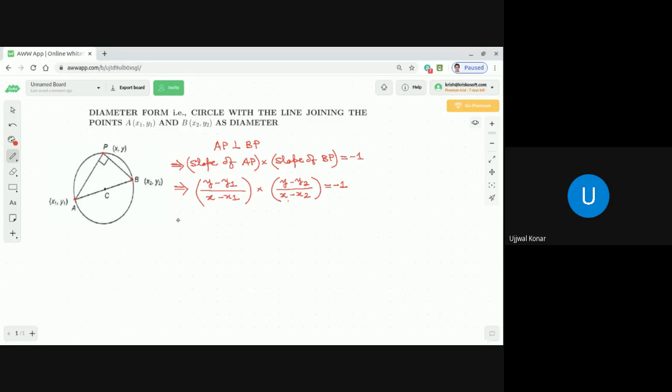So from here what we get? So from here we get x minus x1 into x minus x2 plus y minus y1 into y minus y2 is equal to 0, which is the required equation of the circle joining the points x1, y1 and x2, y2 as diameter. I hope it is clear, dear students.